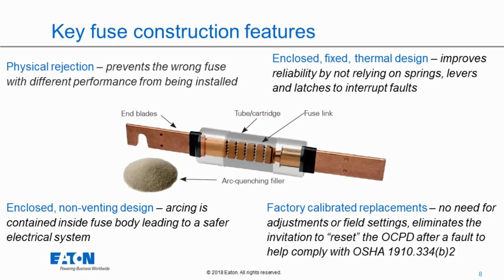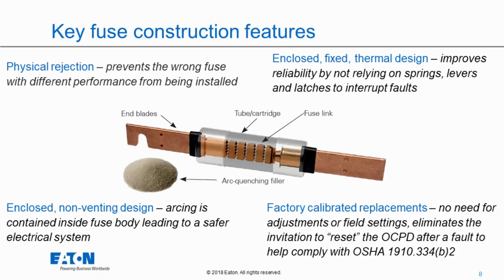But generally, as a UL fuse, we're going to make sure that we can only put the right fuse in for the job. So when we look at the physical rejection, it prevents the wrong fuse with different performance from being installed. It's an enclosed and fixed thermal design. When we look at how a fuse operates, it operates on heat. When it gets too much energy and it creates too much heat, it's going to melt away.